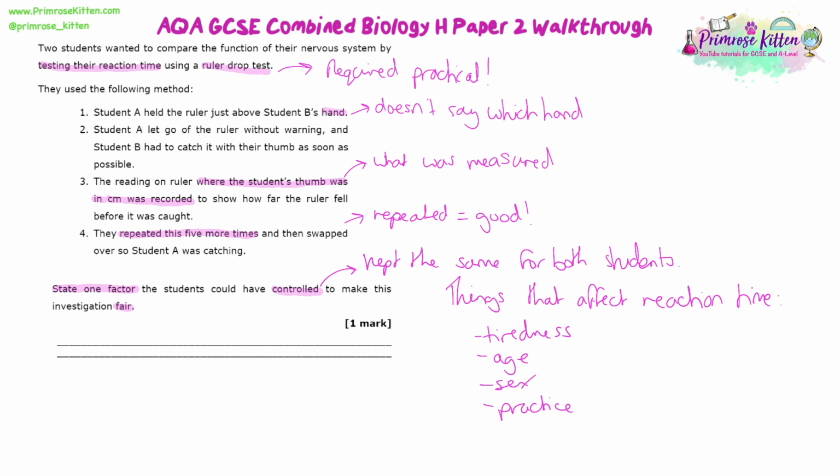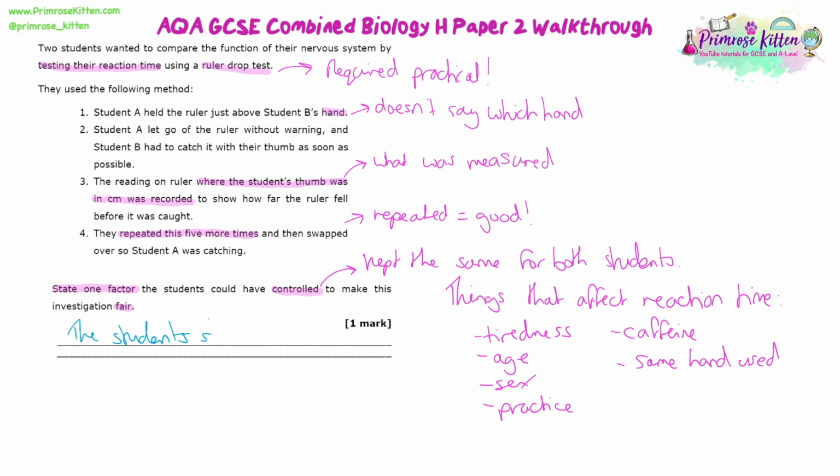In this case, that's linked to practice, but if you use a dominant hand, that's going to be stronger than a non-dominant hand, and you're used to catching things, so you'd expect your reaction time to maybe be faster with your dominant hand. So all of those can affect reaction time.